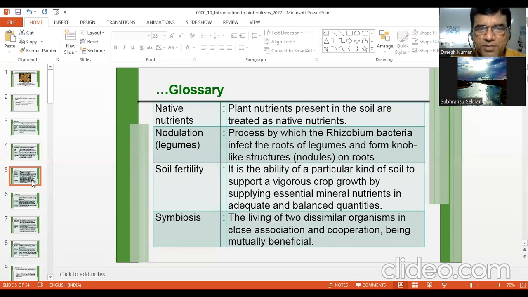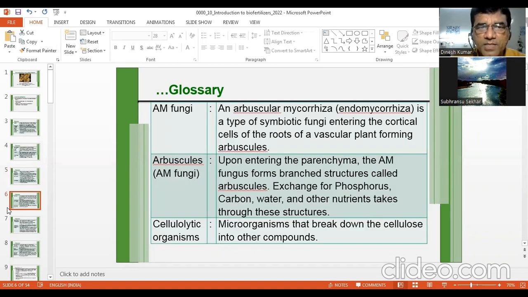This is covered. Symbiosis, see the last one: the living of two dissimilar organisms in close association and cooperation, being mutually beneficial. Then AM fungi. I discussed the other day what AM fungi are. I told you ectomycorrhiza and endomycorrhiza. Ectomycorrhiza are mostly in temperate areas and on trees, mostly on woody plants. And endomycorrhiza are mostly in tropical, subtropical areas and on our crop plants, our field crops or vegetable crops.